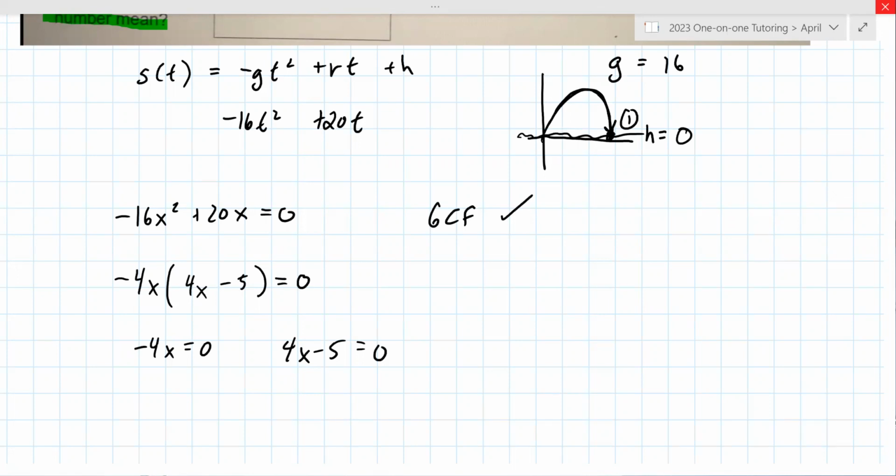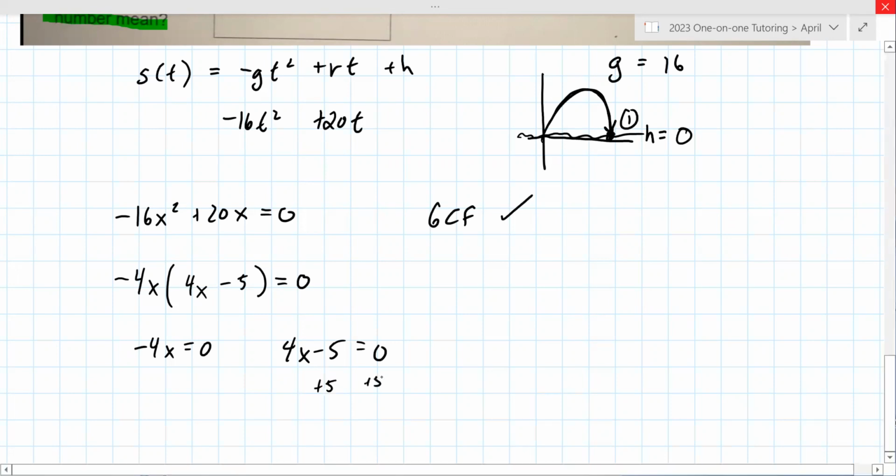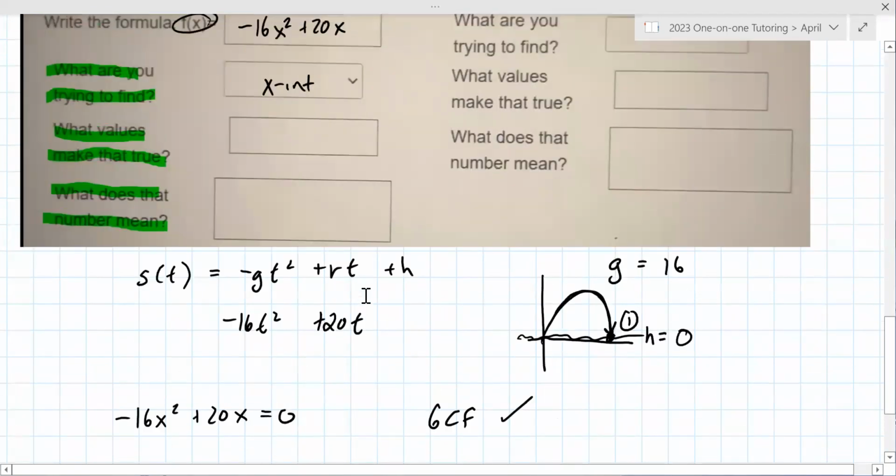I got 4/5 and 0. Okay. It should be 5/4, right? You're going to add 5 first. 4x equals 5. Divide by 4. 5/4. And then x equals 0, also good. All right, which one do we want? Which one is at 1? Is it the 5/4 or is it the 0? 5/4, good. So that is your answer to this.